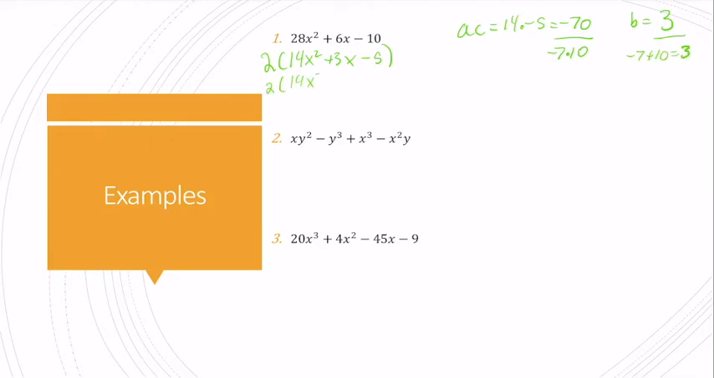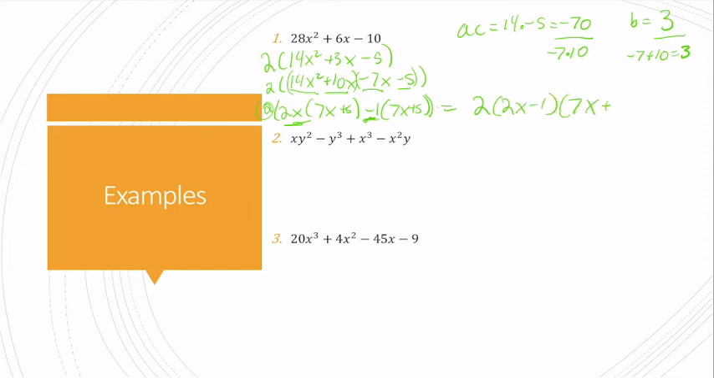So 2 times 14x squared plus 10x minus 7x minus 5. I can then factor by grouping. I have 14x squared plus 10x, their greatest common factor is going to be 2x. So I have 7x plus 5. The greatest common factor of negative 7x and negative 5 is negative 1. So I then collect what they have in common, right? So this is going to equal 2, because we can't forget that greatest common factor that we factored out, times 2x minus 1 times 7x plus 5.